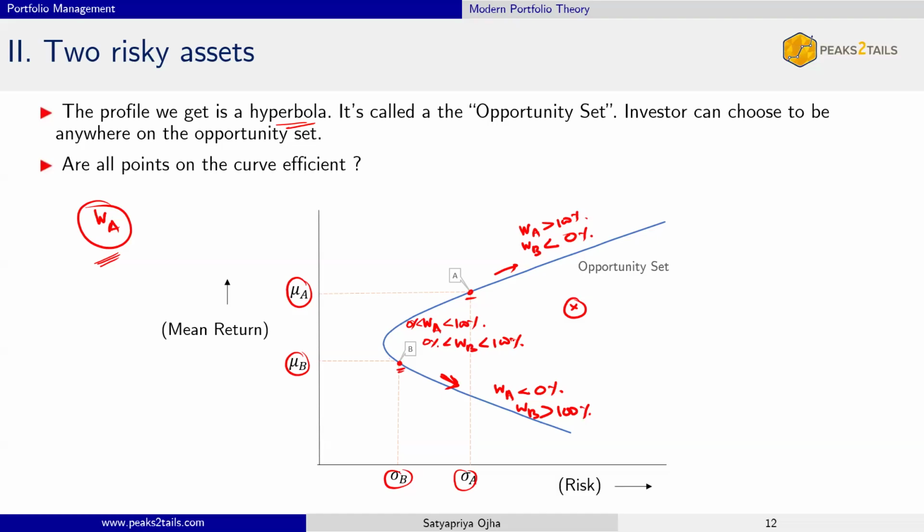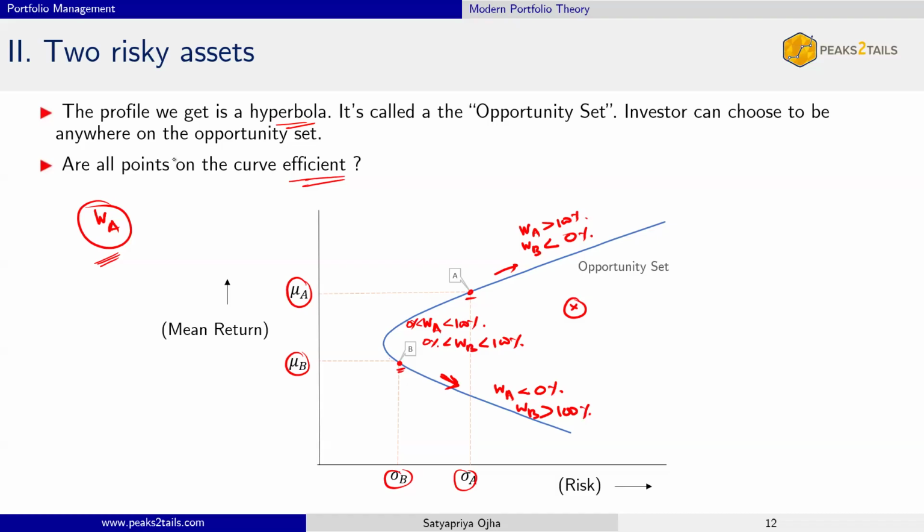The first fundamental question would be, if you see this curve, right? The question is, are all points on the curve equally efficient? That's the first question. What does that mean? All points on the curve, are they equally efficient? What is the answer, guys? Yes or no? The answer is no. Okay. Why?